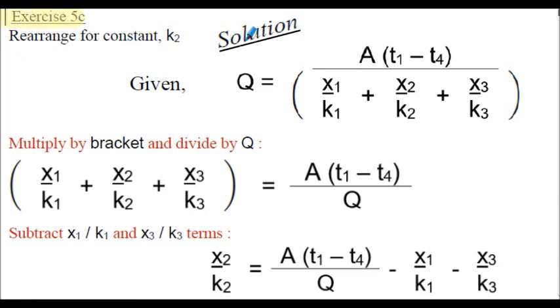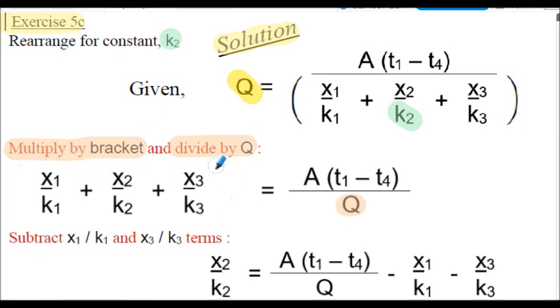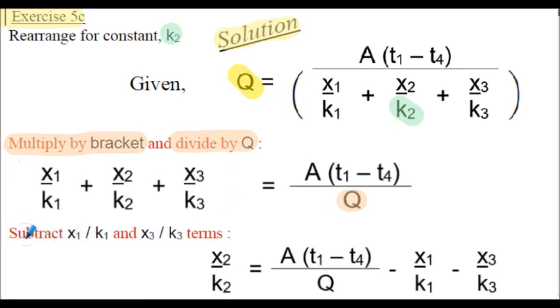Exercise 5c, here's the full work solution. We're transposing for K2, given our formula for Q. Here is K2. So first step, multiply throughout by the bracket and divide by Q. So dividing by Q here, multiply by the bracket. Note that the bracket on the left hand side is no longer required, so it's been removed here. Next we will subtract x1 divided by k1 and x3 divided by k3 from both sides of the equation, shown here.